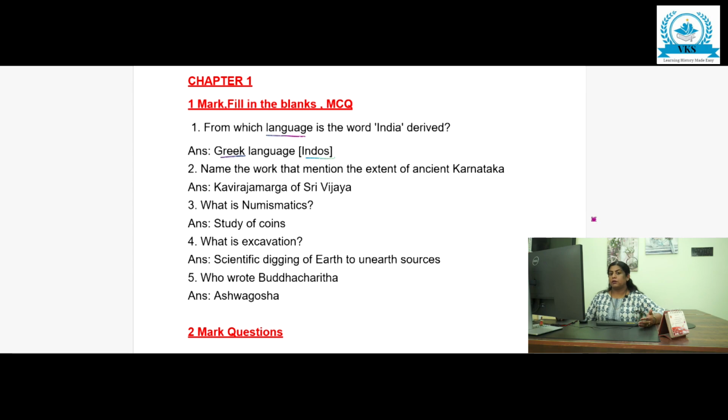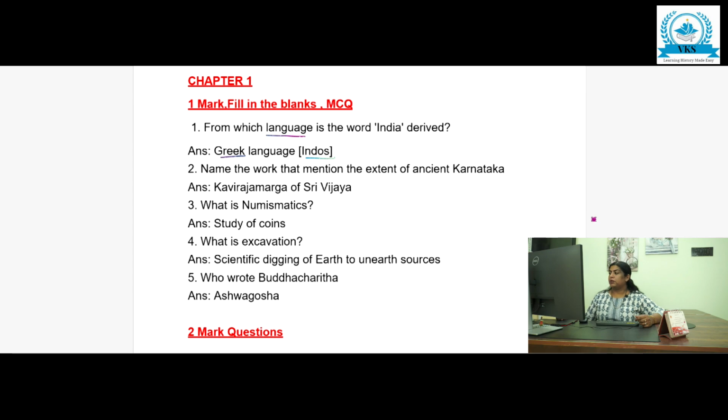The same question can come as multiple choice. The same can come as fill in the blanks. A dash is the language from which the word India is derived. So it can come as fill in the blanks. Even as match the following also it can come. So the answer is Greek language.